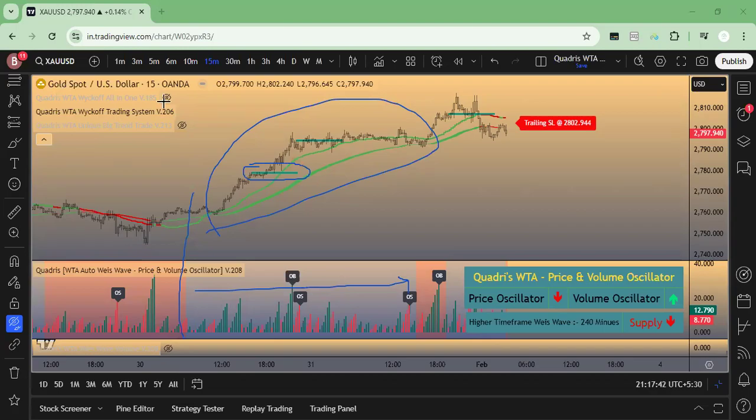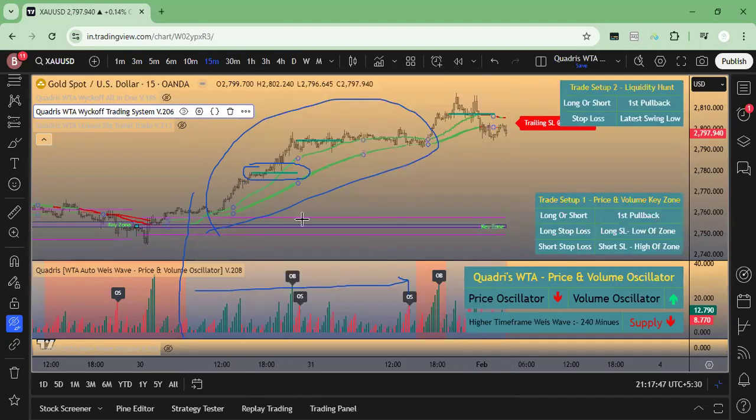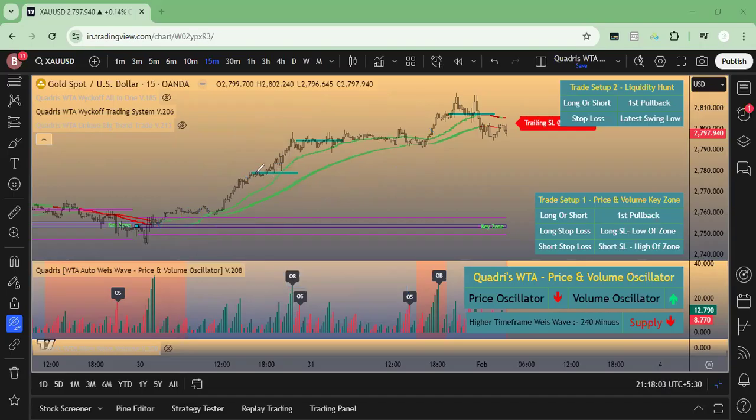If I want, I can also apply my trade setup one, trade setup two here. My trade setup one stated me buying on the first pullback. So this was my first pullback buy at this particular point. And my accumulation and distribution indicator has given me a distribution line, a breakout, a test. And here you can see there is no supply whatsoever. So I just look for a low volume entry after a breakout.